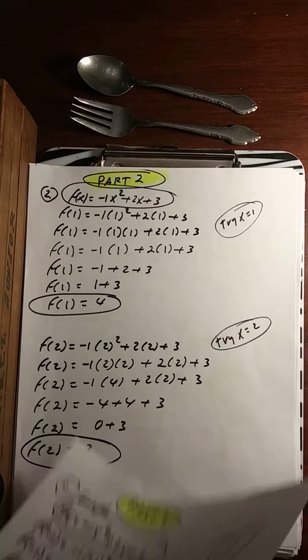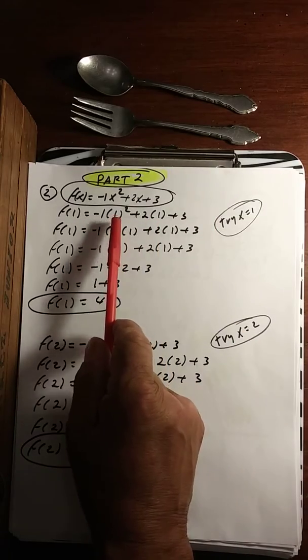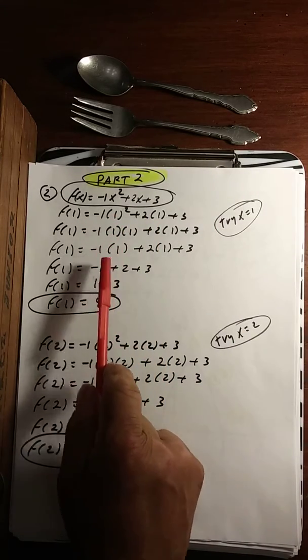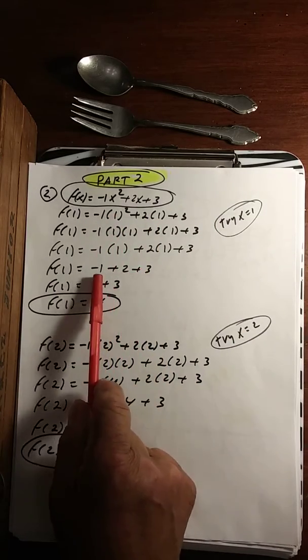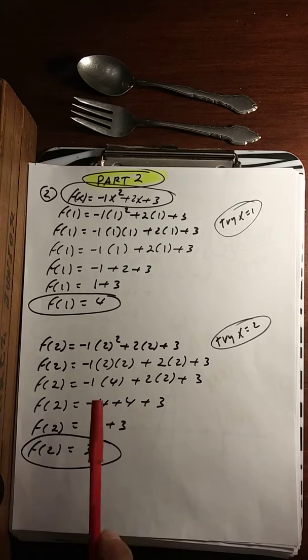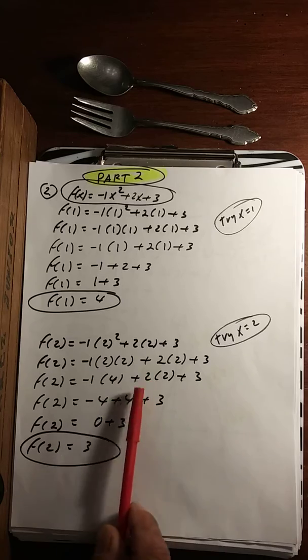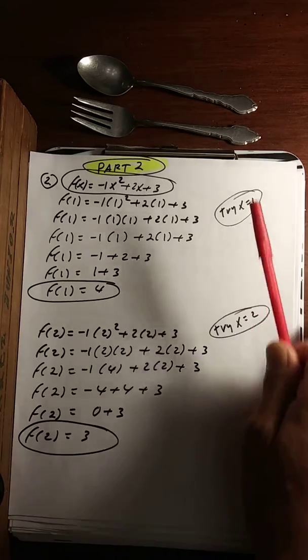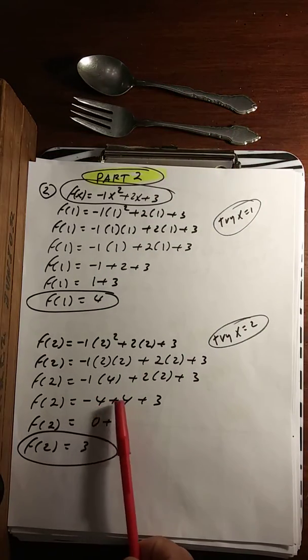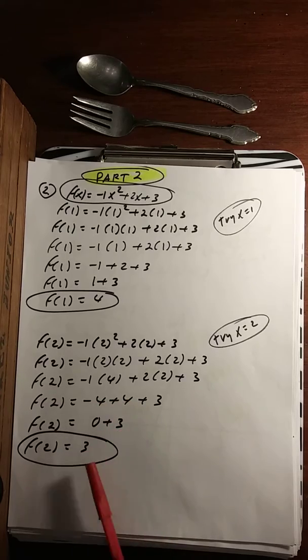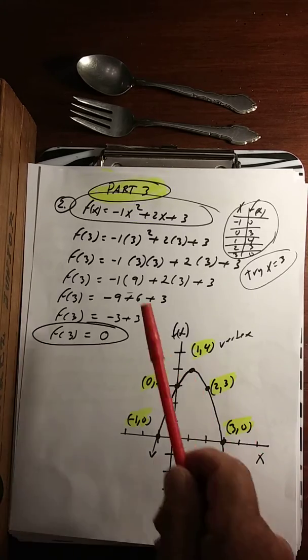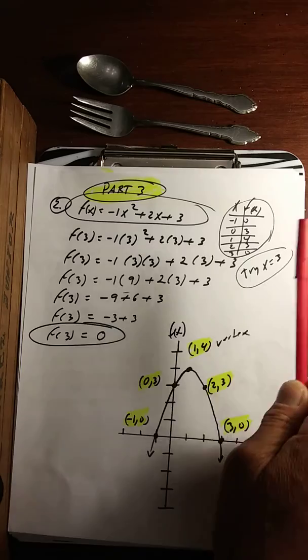Now, over here, put a 1 in there. 1 times 1 is 1. 1 times that is -1 plus 2 in that. That's going to be 1 plus that is 4. 2 in there. 2 times 2 is 4. That's going to be -4 plus 4. That's going to be gone. So we're going to have 4 minus 4 is 0 plus 3 is 3.